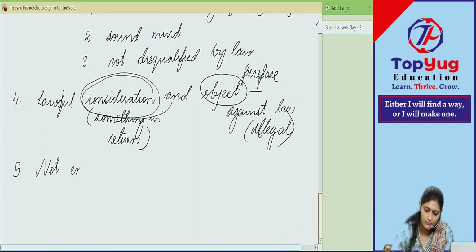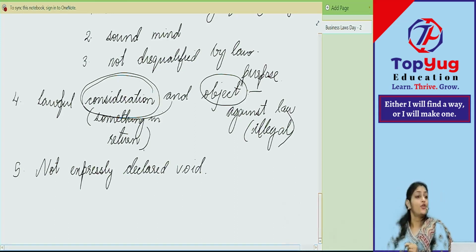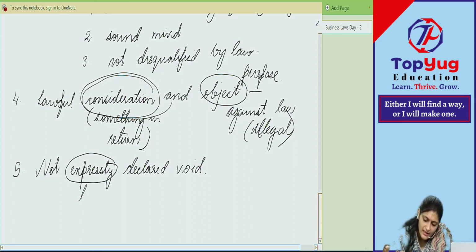Not expressly declared void. What should not be expressly declared void here? Agreements. You have entered into an agreement. Where is it expressed? Expressed in a law, any act.